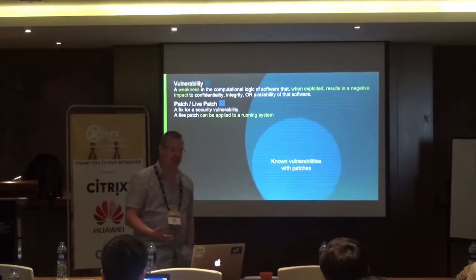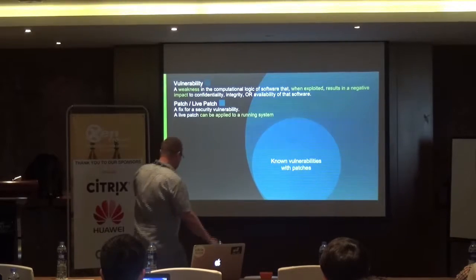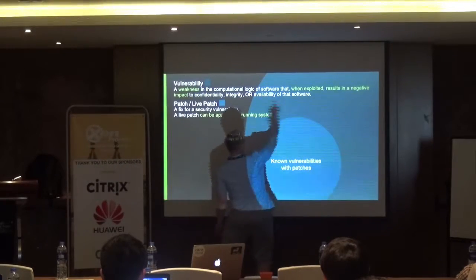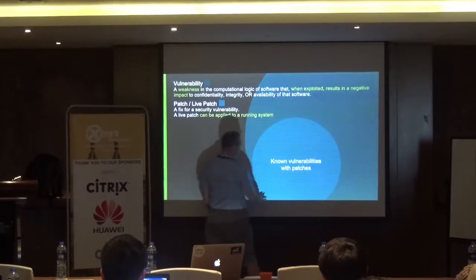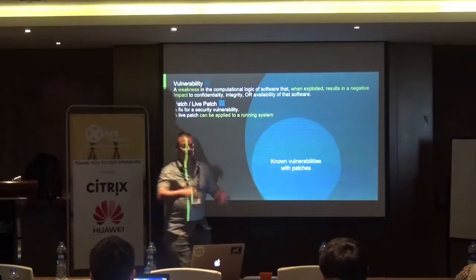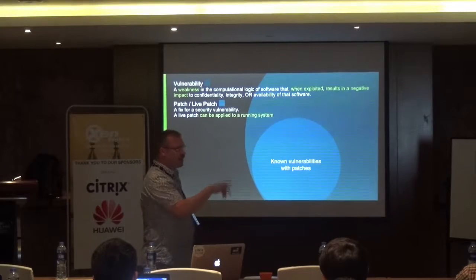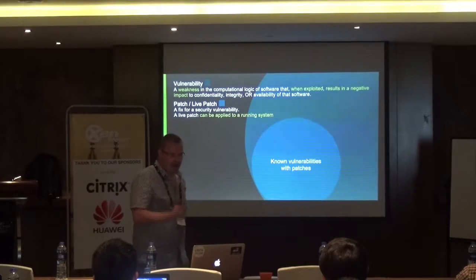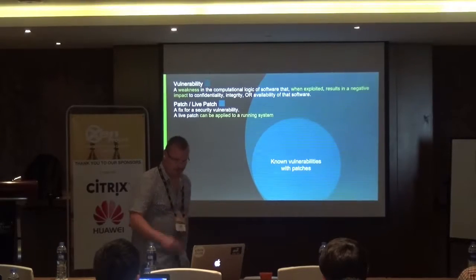Another bit of terminology is what's a patch or a live patch. This is always a subset. So this is the whole set of vulnerabilities, and this would then be the whole set of vulnerabilities with known patches. This gives you a sense of scale. A patch basically is a fix for this issue, and a live patch is a fix that can be applied to a running system.